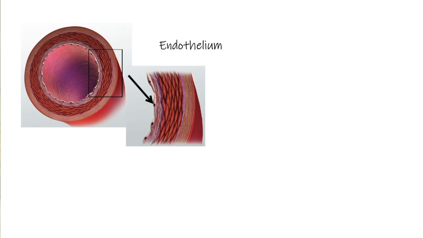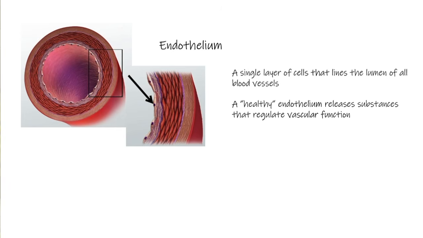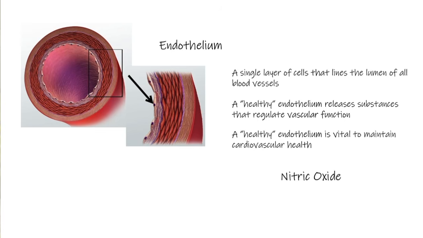Let's now look at another important participant in the local regulation of vascular tone, the endothelium. The endothelium is a single layer of cells lining the cardiovascular system. It lines the interior of blood vessels, including arteries, arterioles, veins, and capillaries. The endothelium is not simply a passive lining. It actively participates in regulating vascular function. A healthy endothelium is vital to maintain cardiovascular health. One particularly important substance produced by healthy endothelium is nitric oxide.